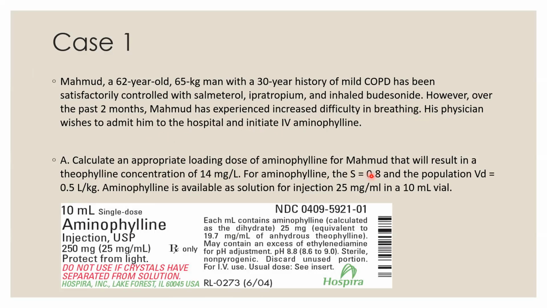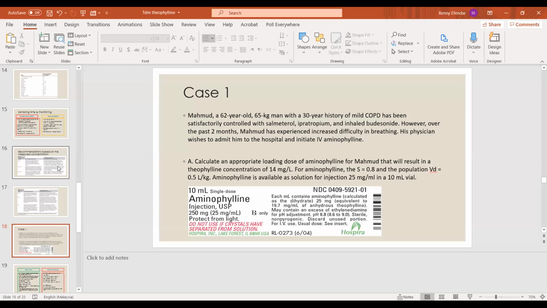For aminophylline, S is 0.8, and the population VD is 0.5 liter per kg. Aminophylline is available as a solution, 25 milligram per ml in a 10 ml vial. So everything will be 250. Let me charge my computer.